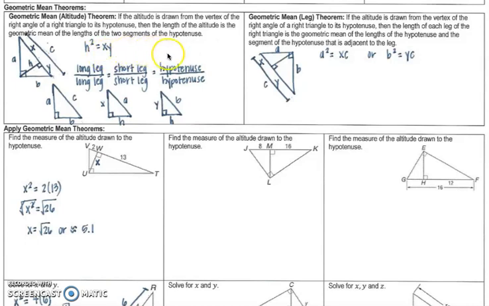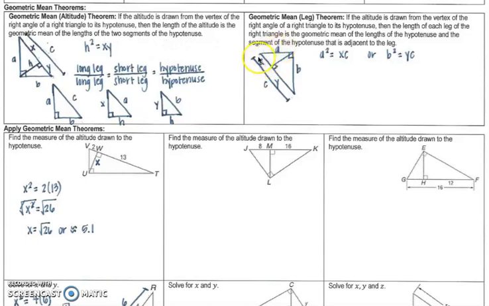Okay, the next theorem is the geometric mean leg theorem. And this is saying the same thing. I'm going to draw the altitude from my right angle to the hypotenuse, but then the length of either leg of the original triangle, so A, is equal to the geometric mean of the hypotenuse and the segment that's right next to the leg you're using.